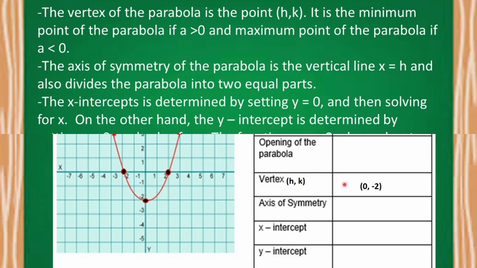What is the axis of symmetry? Remember that the axis of symmetry is equal to h. And in this given, h equals 0, so the axis of symmetry is equal to 0. Our x-intercept. The x-intercept is determined by setting y equal to 0. In this graph, the x-intercepts are negative 2 and positive 2. The y-intercept is negative 2.